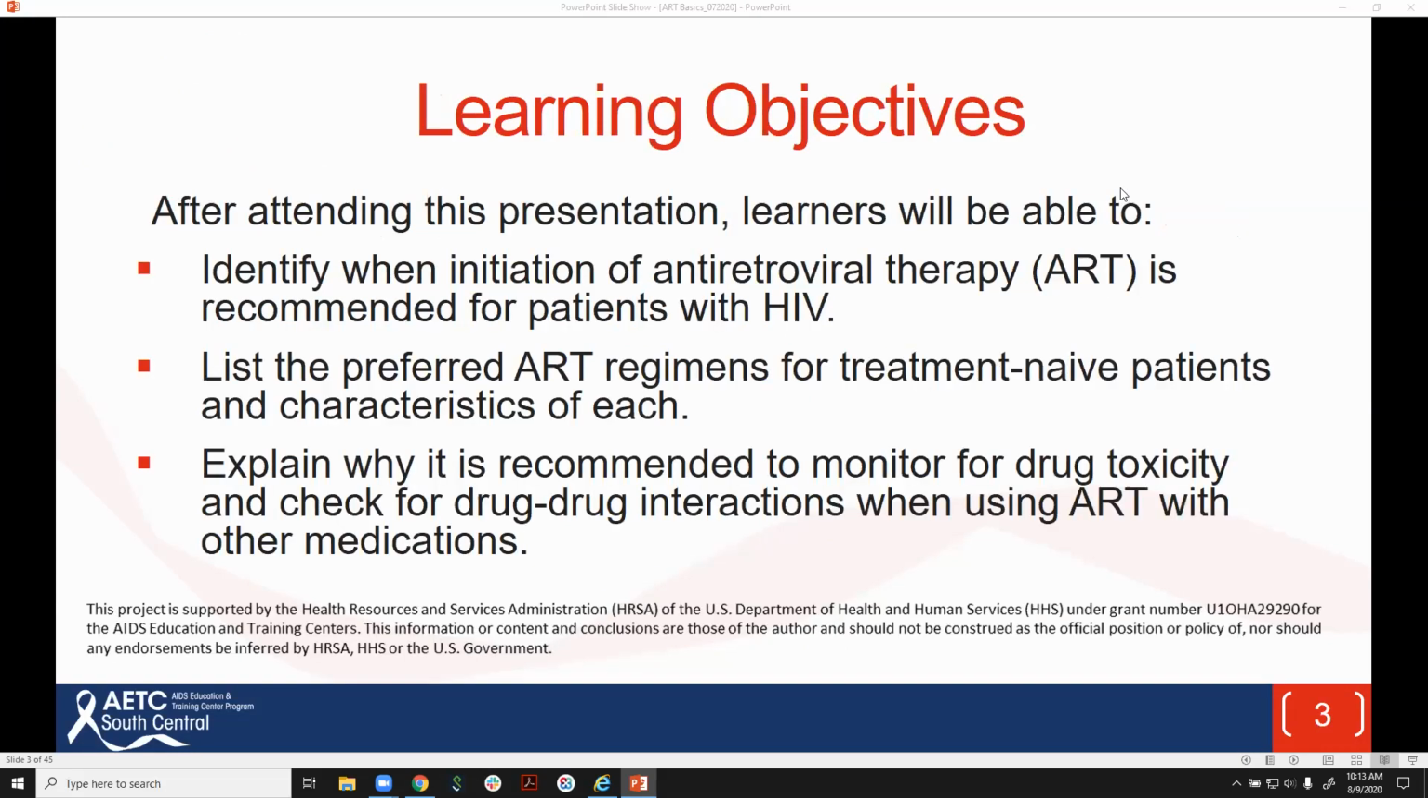What we'll hope to get out of this is to identify when initiation of antiretroviral therapy is recommended in people with HIV, list their preferred antiretroviral agents for treatment-naive patients and characteristics of each, and we'll go through all of those drug classes, and explain why it's recommended to monitor for drug toxicity and check for drug-drug interactions when using antiretroviral therapy agents along with other medications.